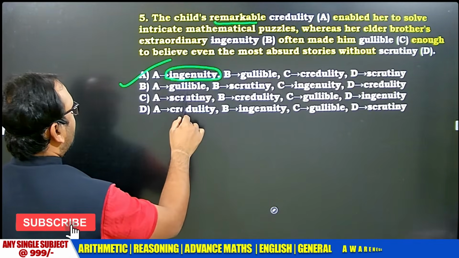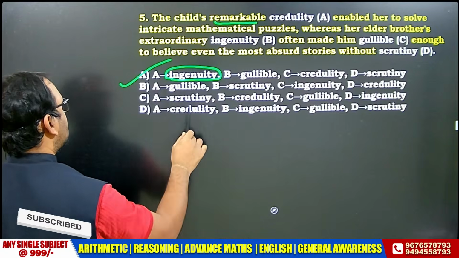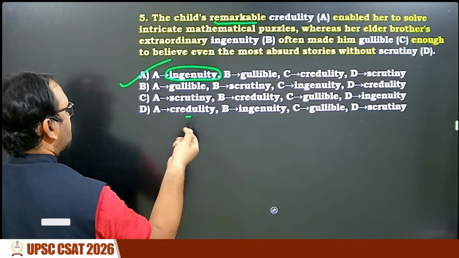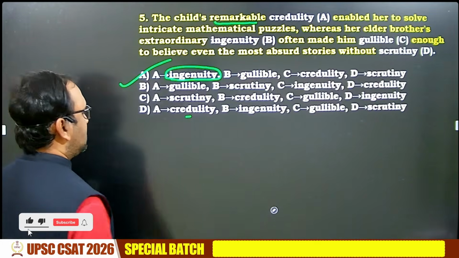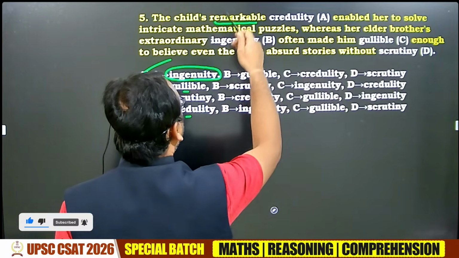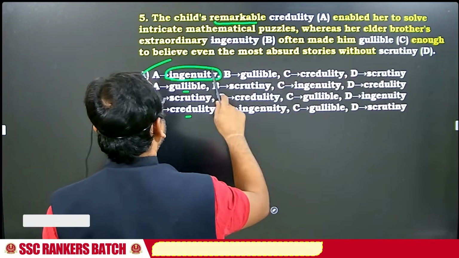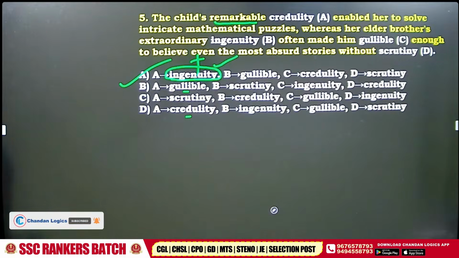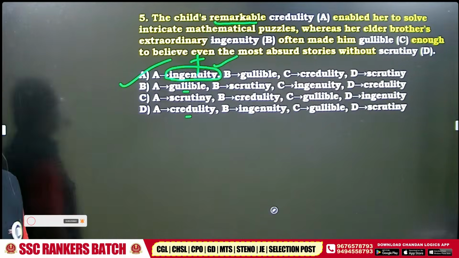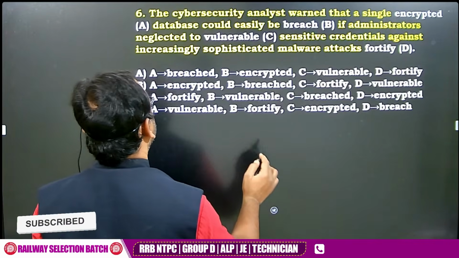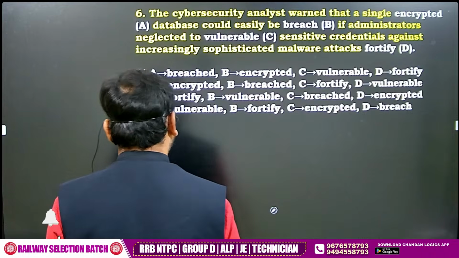Gullible is a negative word. Gullible is very innocent. Scrutiny is a neutral word, but credulous is again a negative word. Credulous means very innocent, and gullible is also very innocent. Here you said remarkable ingenuity, positive word. You need to be very clear about this, guys. Can you try the question number 6?